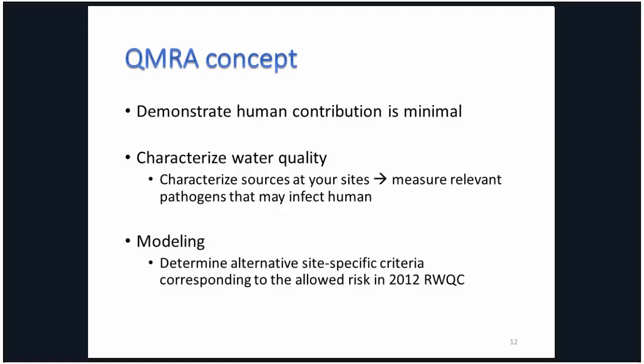And then you input all these data into a series of models, QMRA models, so that you can determine the alternative site-specific criteria, basically the alternative Enterococcus concentration that corresponds to, let's say, the 36 per 1,000 illness rate. Next.